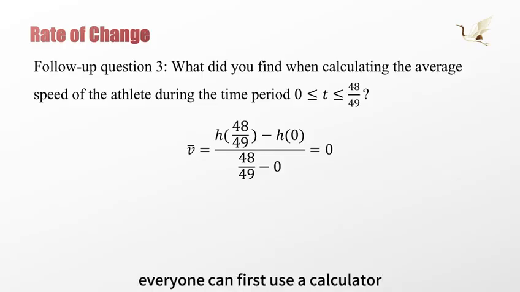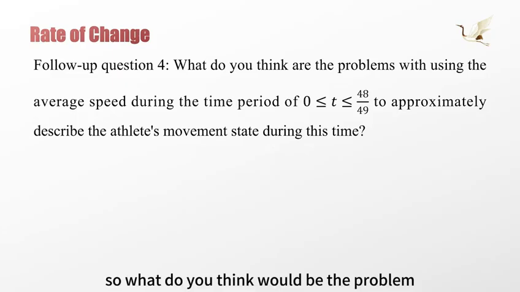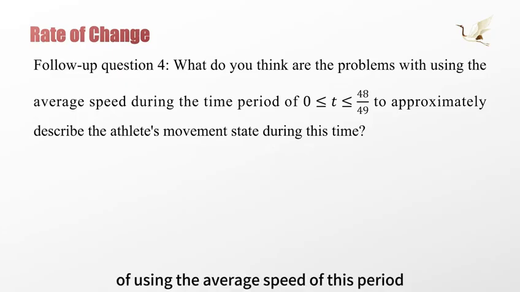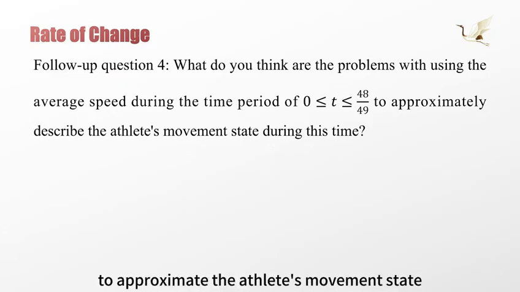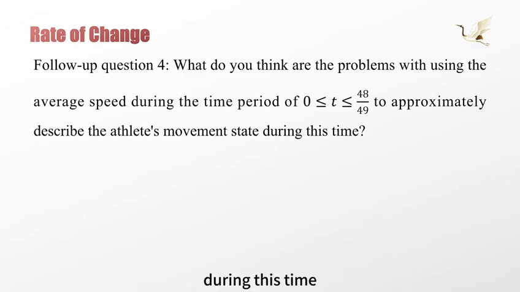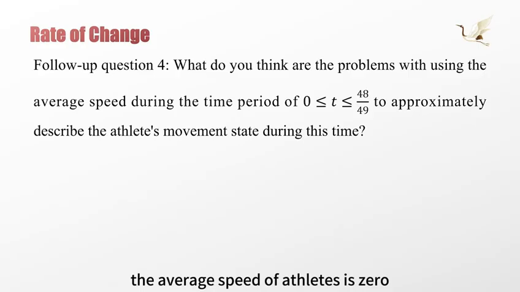Everyone can first use a calculator to calculate the result themselves. We calculated that the average speed of the athlete during this period was 0. So, what do you think would be the problem of using the average speed of this period to approximate the athlete's movement state during this time? In fact, during this period, the average speed of the athlete is 0.